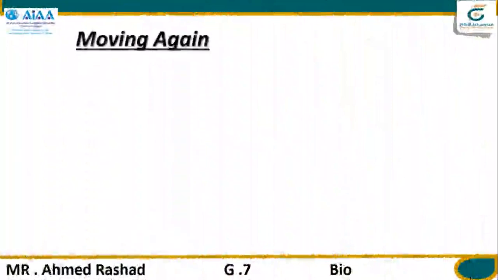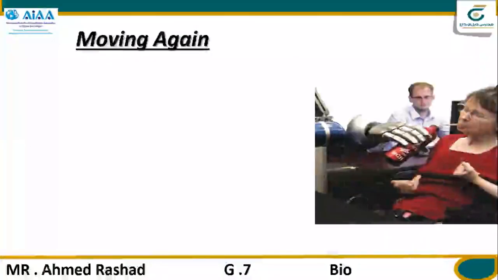Okay, in the beginning of this lesson, moving again, what's the meaning of that? Look at this picture of a woman who has a disability for moving or doing activity. You remember in chapter number 1 we talked about the two kinds of muscles, voluntary and involuntary muscles. This woman cannot do any voluntary activity with her voluntary muscles.